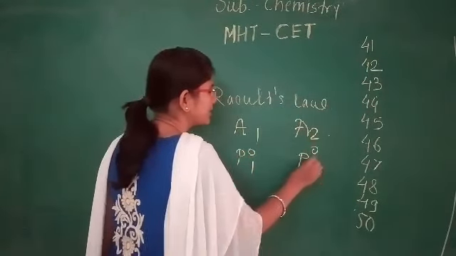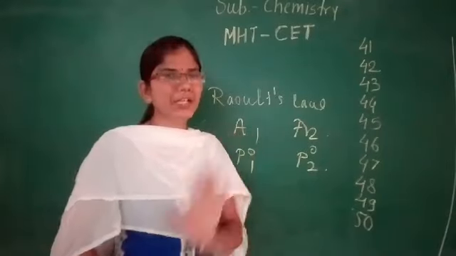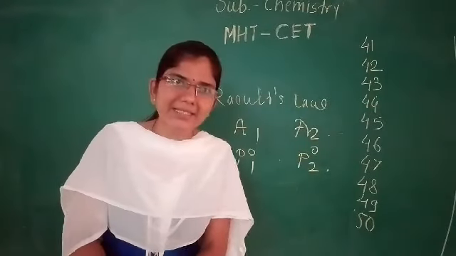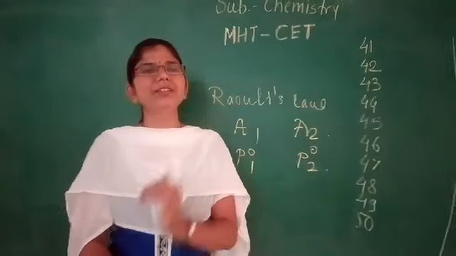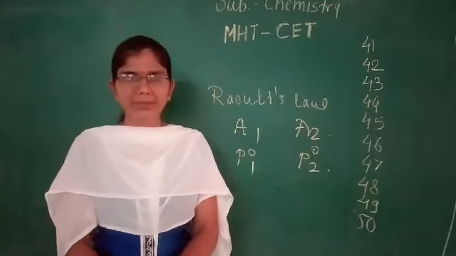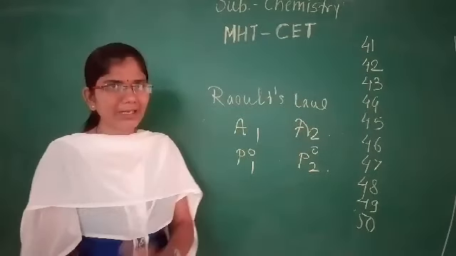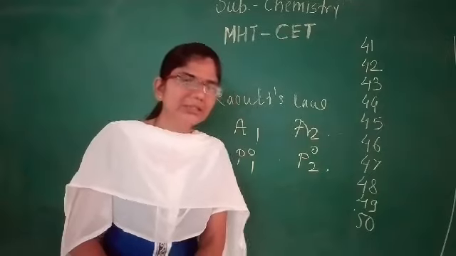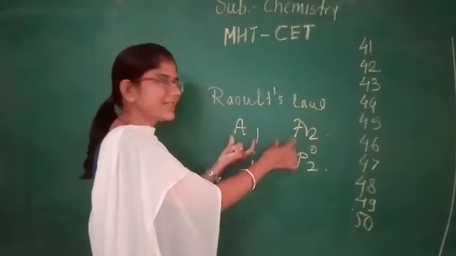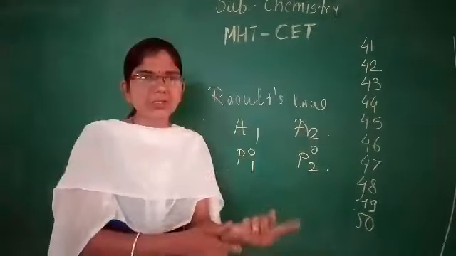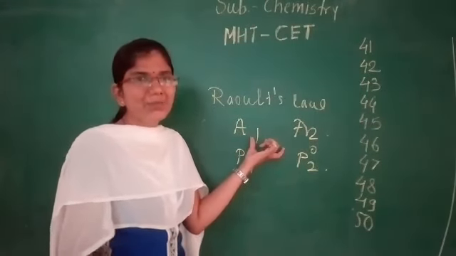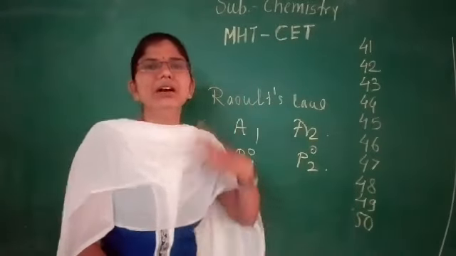P01 and P02 are the vapor pressures. What is meant by vapor pressure? Vapor pressure is the pressure exerted by the vapor on the surface of a liquid when the liquid is in equilibrium with its vapor. In the definition of vapor pressure we said that vapor pressure is a property of a liquid. If we consider two components A1 and A2 forming a solution, both components are volatile. Volatile means they readily go into the vapor state.